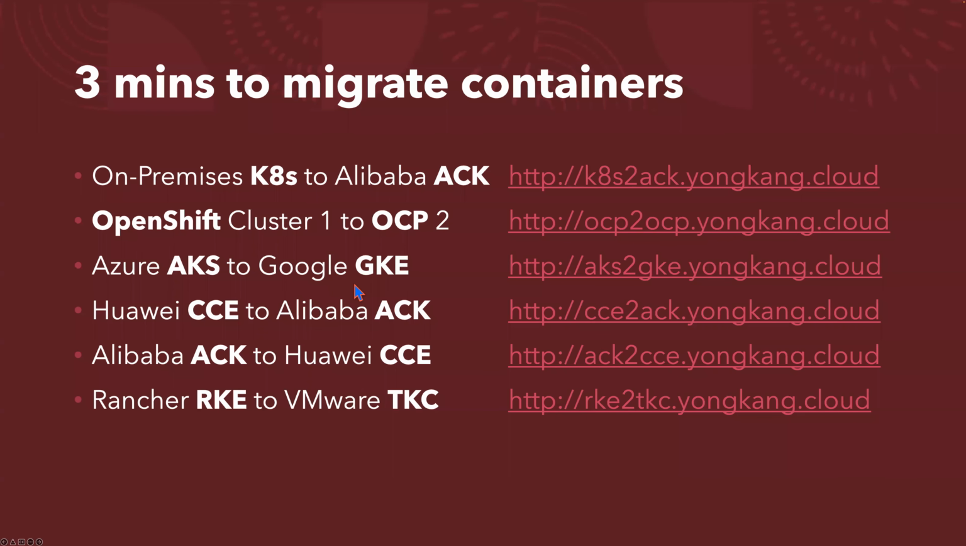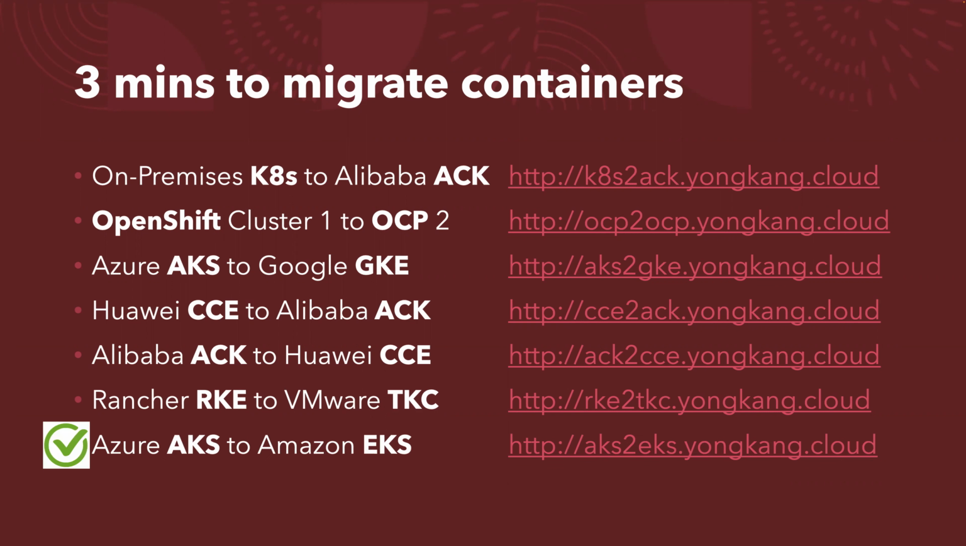Previously, I recorded multiple videos to talk about how to migrate containers from on-prem to the cloud, from OpenShift to another OpenShift on a different cloud. Recently, I also recorded how to migrate from Rancher RKE to VMware Tanzu. Today we're going to focus on how to migrate Azure AKS to Amazon EKS.